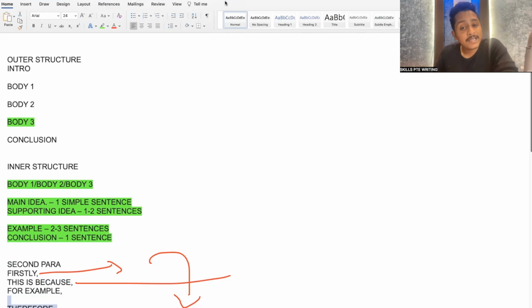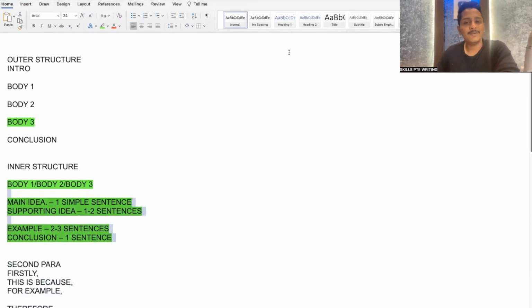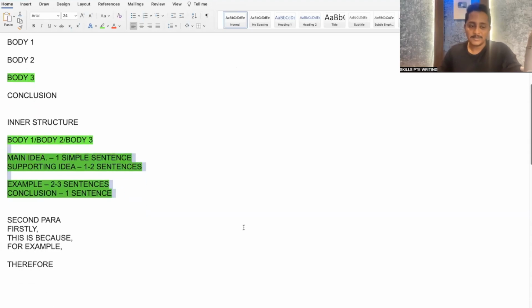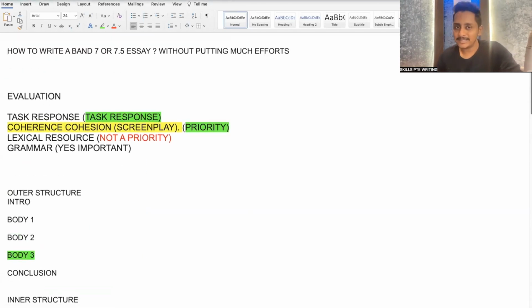I didn't understand. Is it one slide means not understanding? This is one paragraph. This entire thing is one body paragraph 1 or one body paragraph 2 or one body paragraph 3. I'll give you more hints on what it is. So in a nutshell, this is what the entire essay writing looks like.